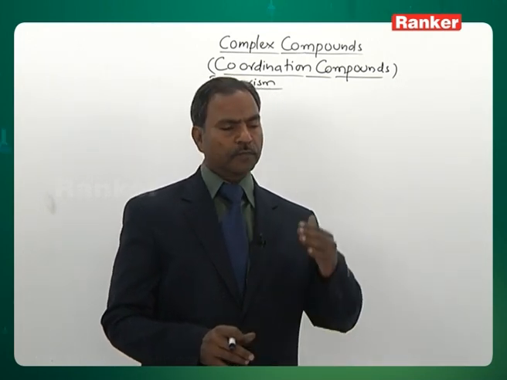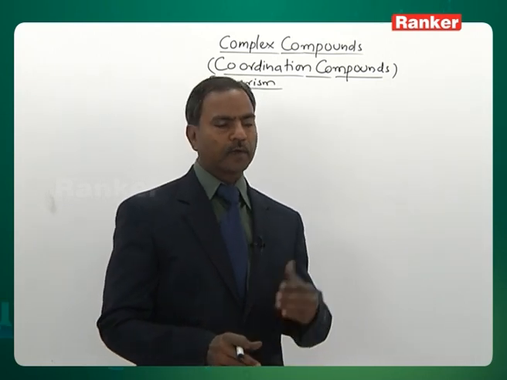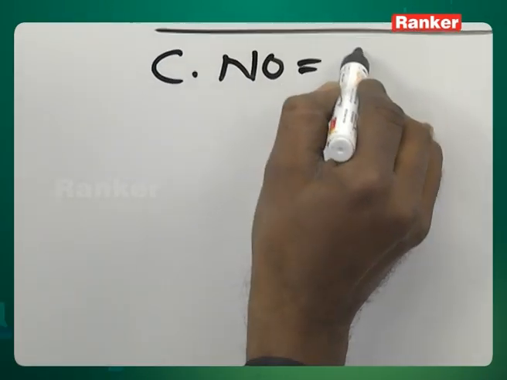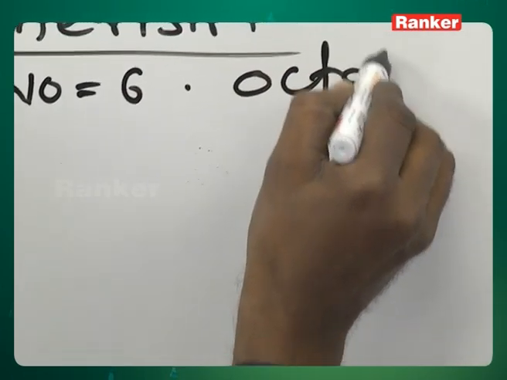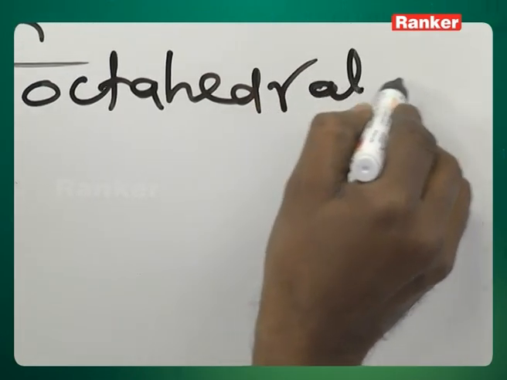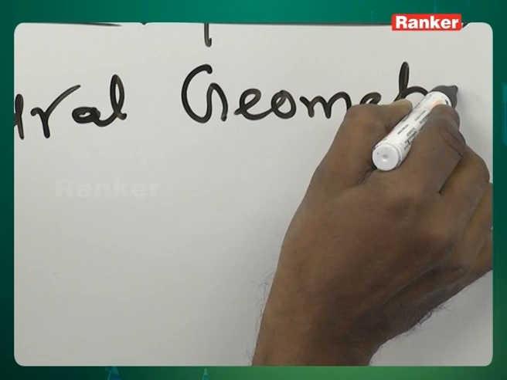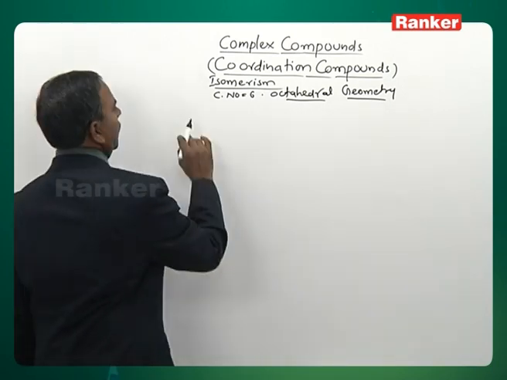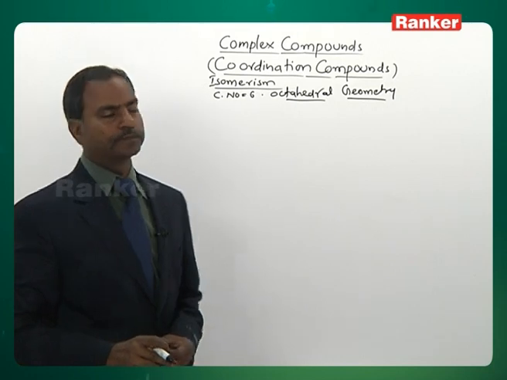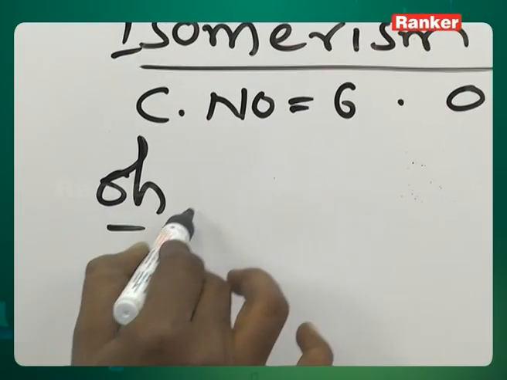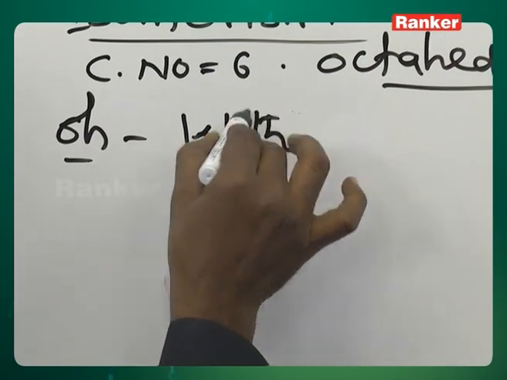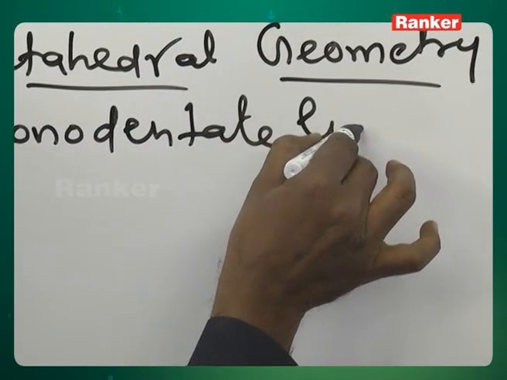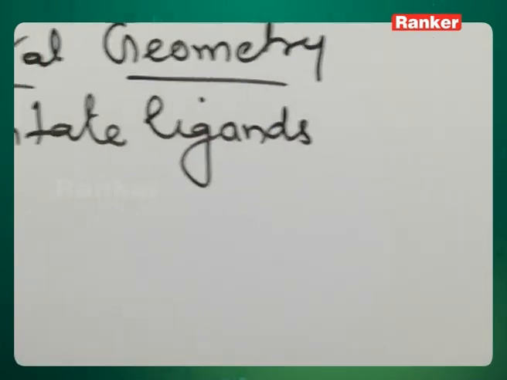Now we will see coordination number 6, octahedral geometry, and how optical isomerism arises. First we take octahedral geometry with monodentate ligands. I am writing it like this: octahedral with monodentate ligands.